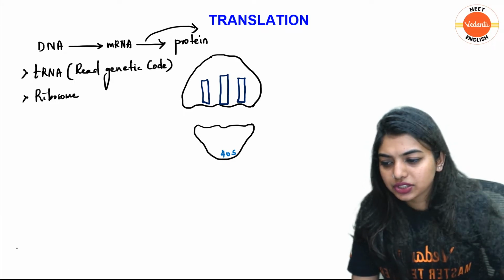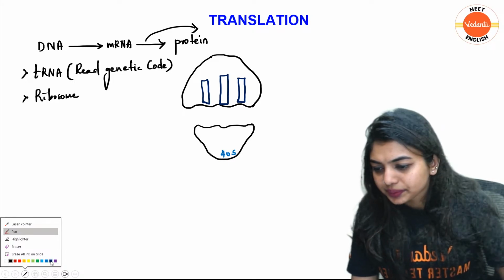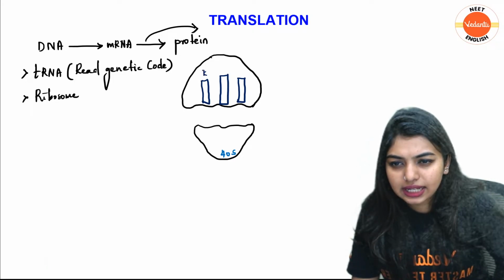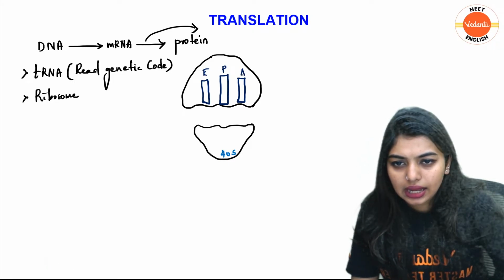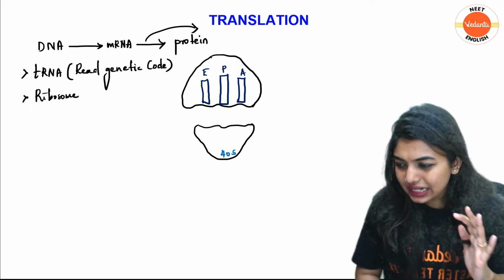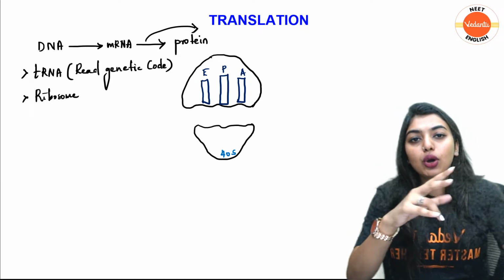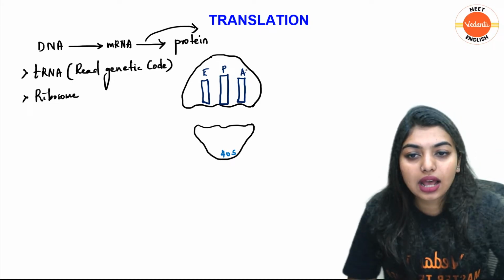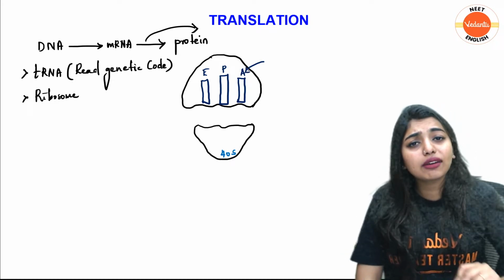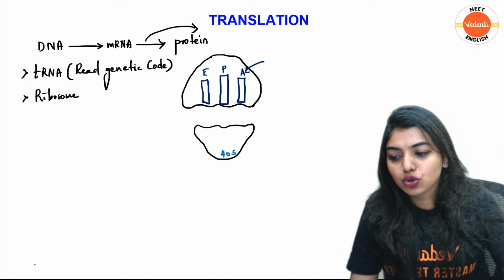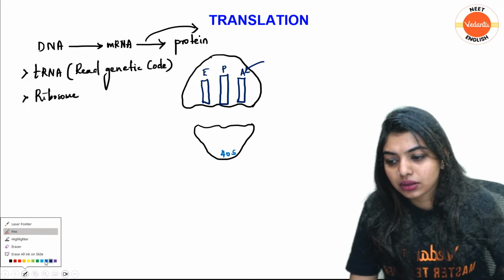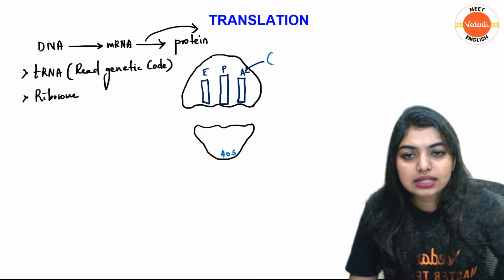One second, students. We'll just draw the ribosome. What did I say? EPA site. Now, what is the EPA site? It is very simple. The A site is the site through which the newly arriving amino acids are waiting to come. You don't have to know in depth, you just understand so much.